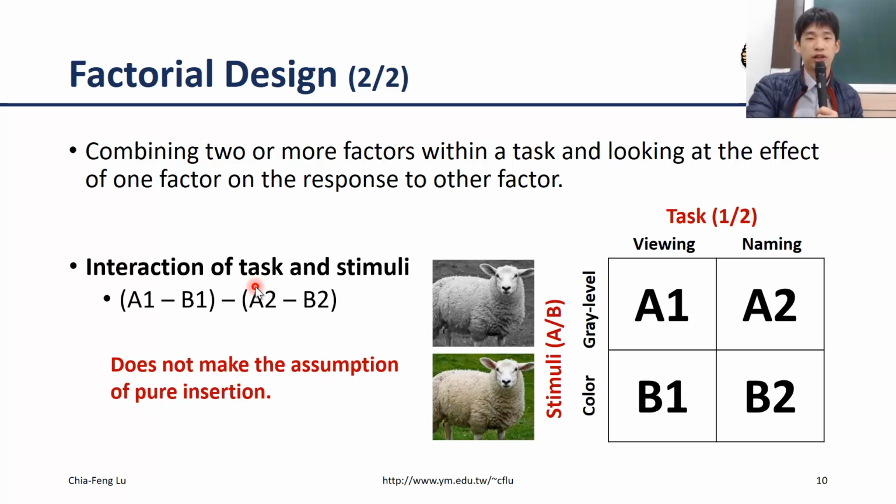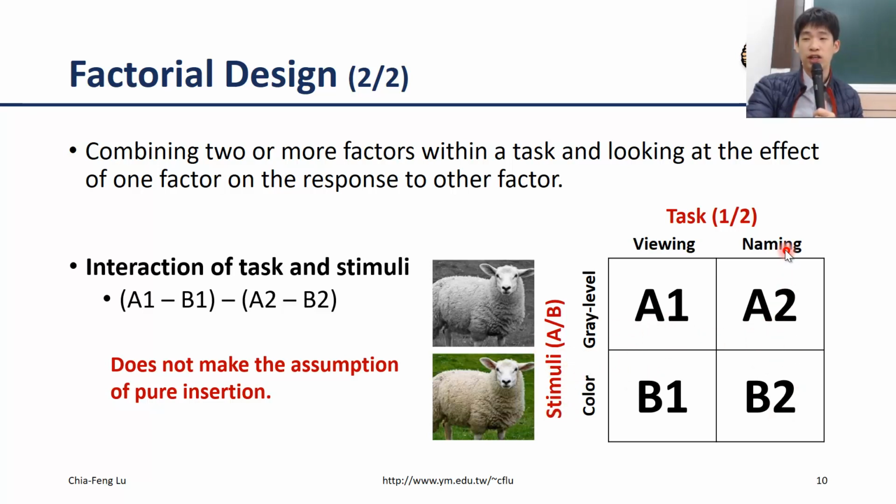If you'd like to see the interaction between task and stimuli, you will do the contrast in this way: A1 minus B1, A2 minus B2. As we may recall, when you do the contrast between A1 and B1, it is the difference induced by a stimuli under this specific task. In this case, it's a viewing task. A1 and B1, the subjects are doing the same thing, just viewing, but the stimuli is given in a different way. So when you do the contrast, it's the difference induced by the stimuli.